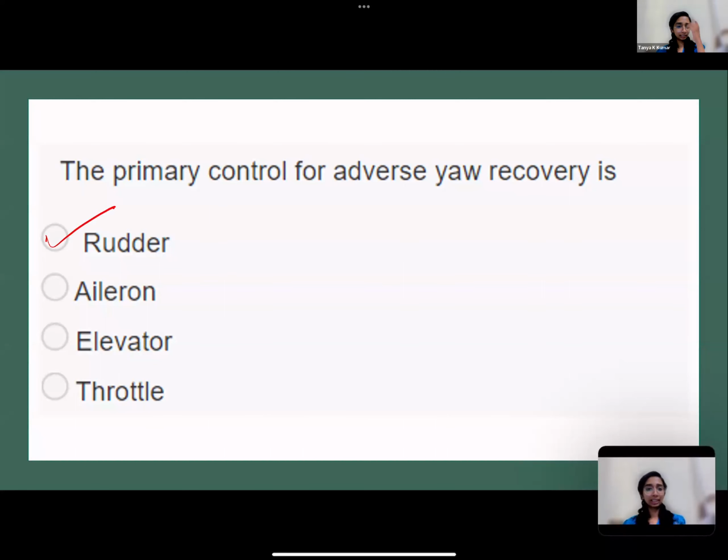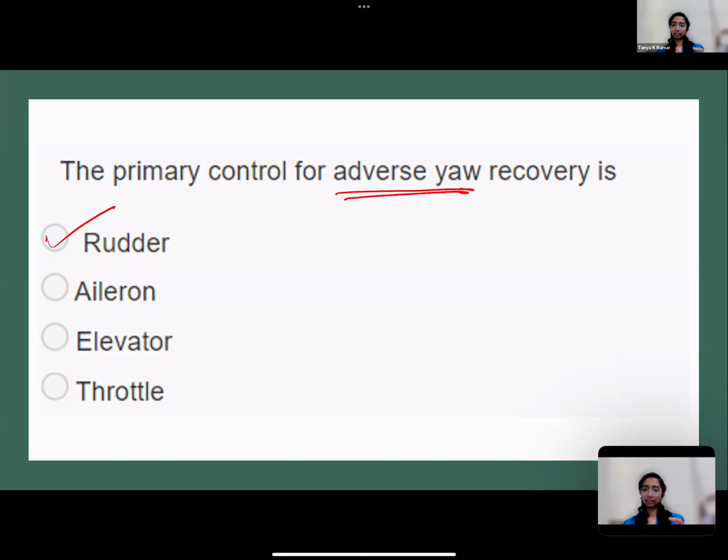What is adverse yaw? This is a question I asked in the last session. Yaw, we know, is the rotation along the z-axis. What is adverse yaw? I had asked you to look it up in the last session. Can you try to tell me what is adverse yaw? Yaw when roll happens. Okay, yes.